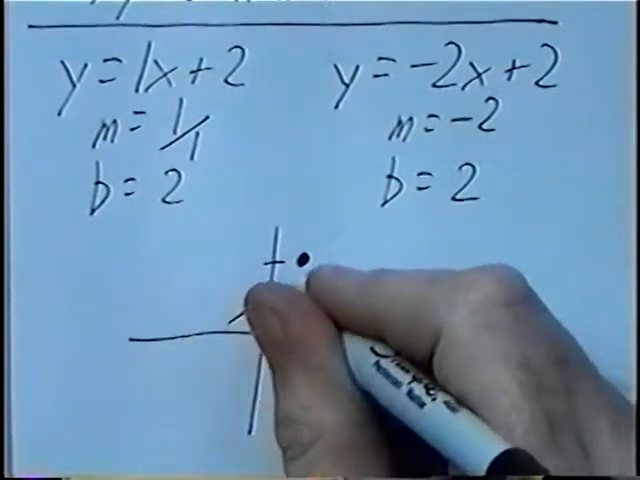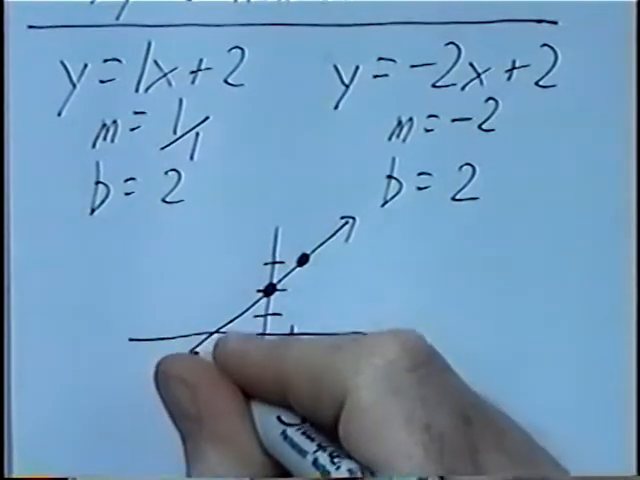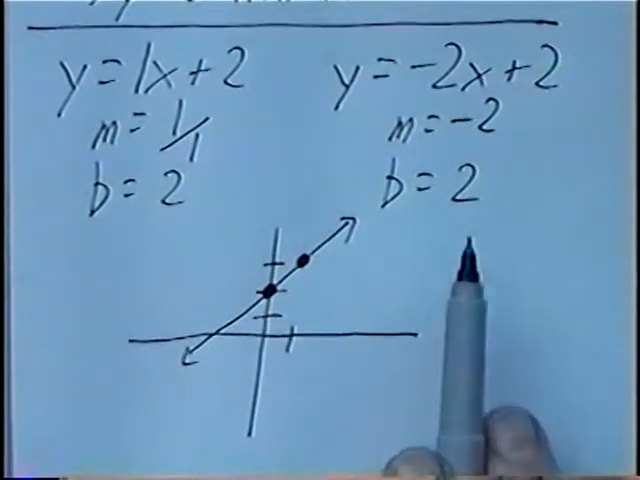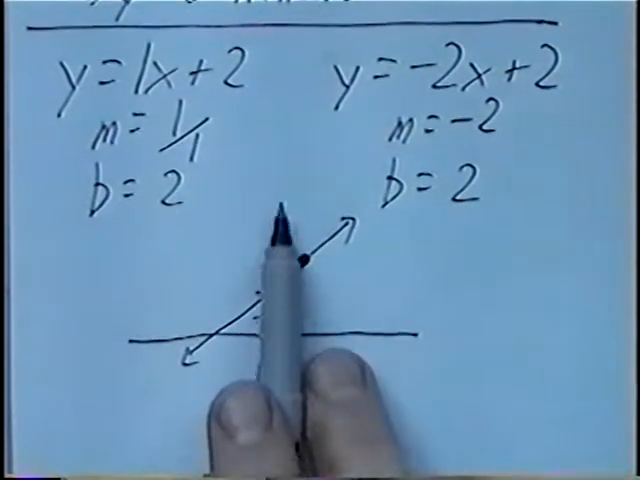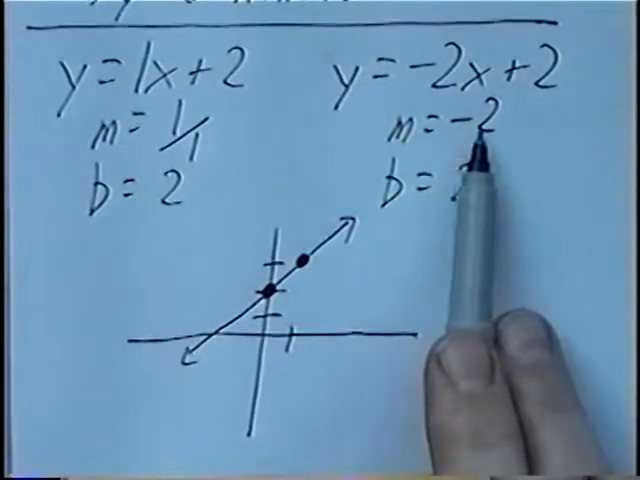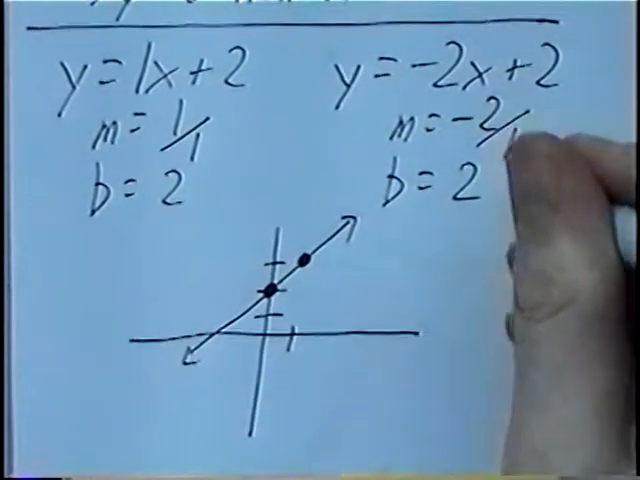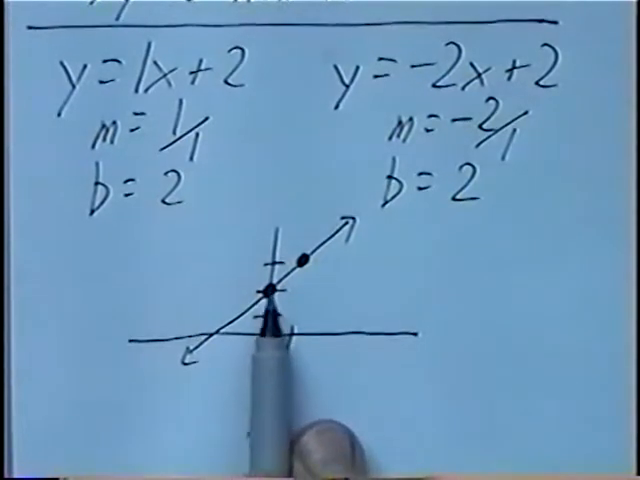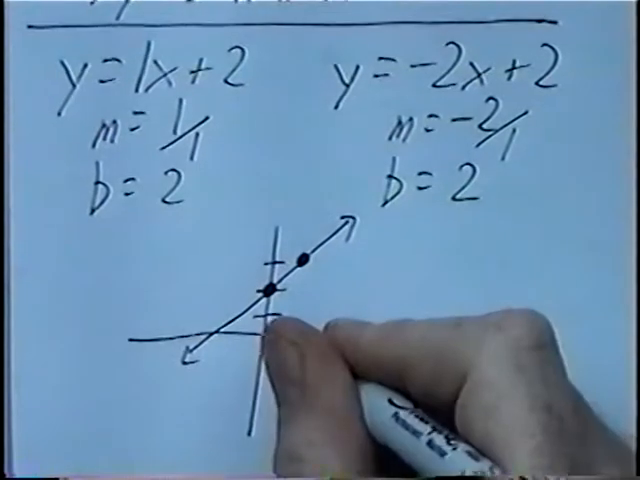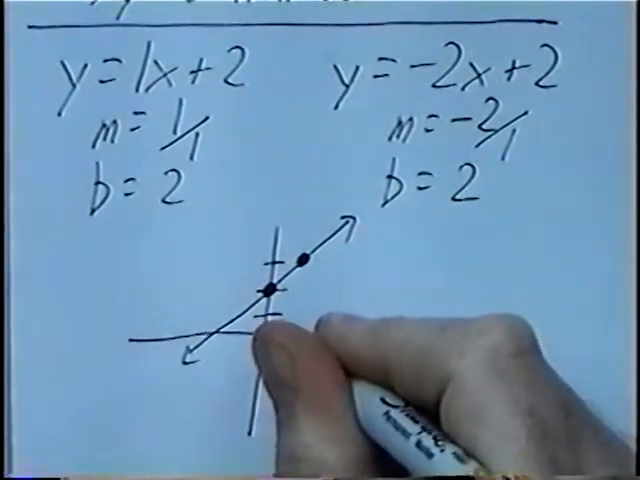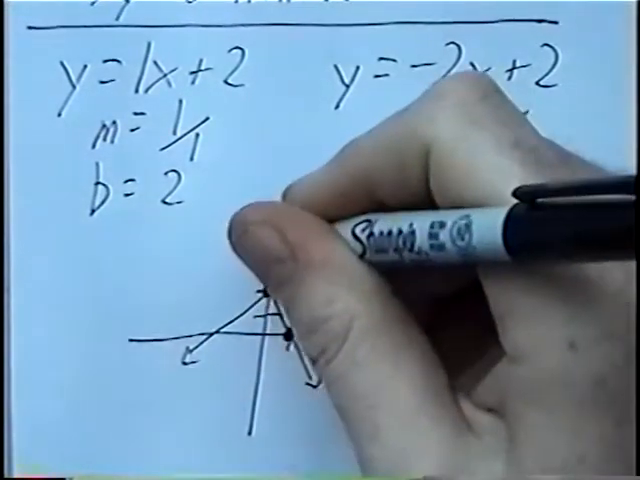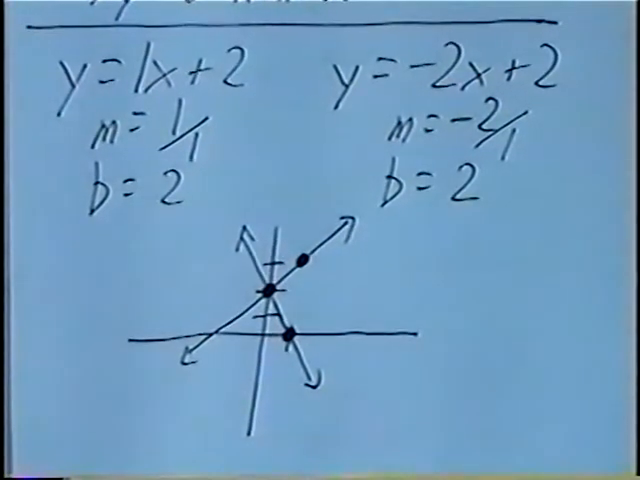Taking those 2 points, we can connect them to get the graph for the first line. The second line, b equals 2. So again, we'll start at that same point, b equals 2. The slope though is negative 2, or negative 2 over 1. So from the y-intercept at 2, we'll go down 2 spots and to the right 1 spot. Taking these 2 points, we can connect them to get the graph for the second equation.